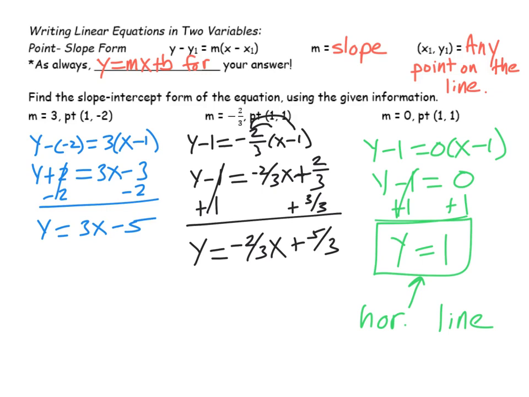Kind of a unique case because it doesn't fit the form of a line that we're necessarily looking for, mx plus b. If you want to think about it that way, you certainly can. In slope-intercept form, you could write it out like that: y equals 0x plus 1. That's why the x doesn't show up.